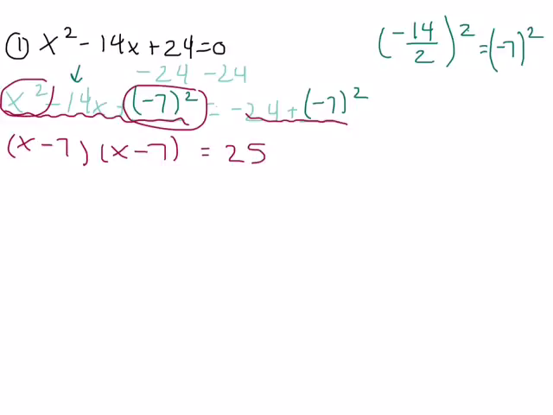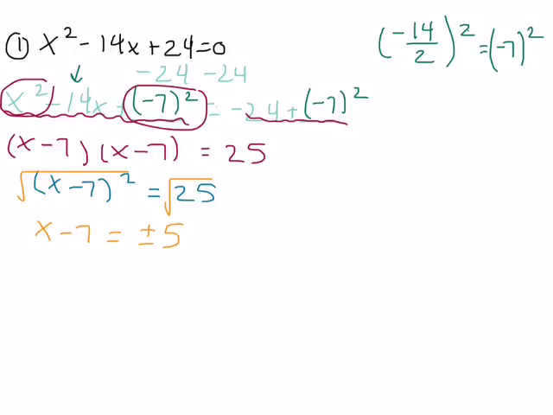Okay? So again, we're going to keep cleaning, neatening this up. When we have 2 parentheses that are the same, we can write it once, squared. So now we're just solving. So we're going to square root both sides. We get x minus 7. Square root of 25 is plus or minus 5. Don't forget that plus or minus sign.